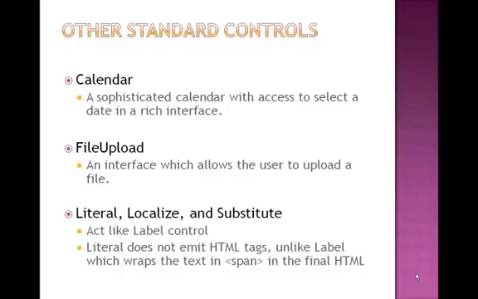There are three controls that look like label and work like label because they can display static text on the HTML file. They're called literal, localize, and substitution. Literal is pretty much like label. The biggest difference between literal and label is that label renders itself in the HTML as a span tag, and literal does not produce any additional tag itself, and it displays only the text that is assigned to its text property.